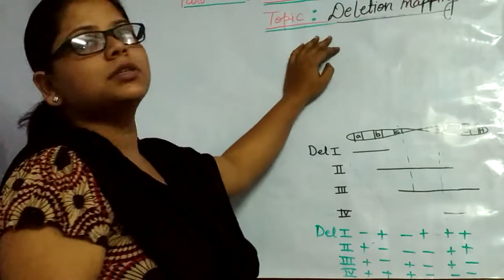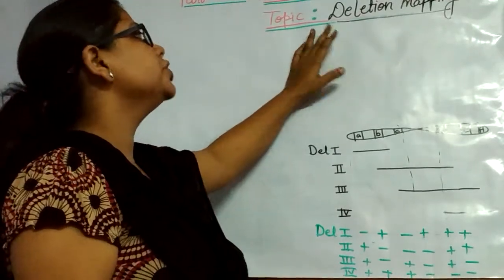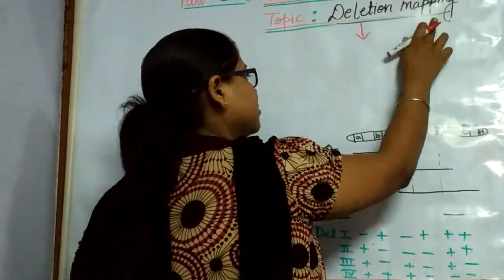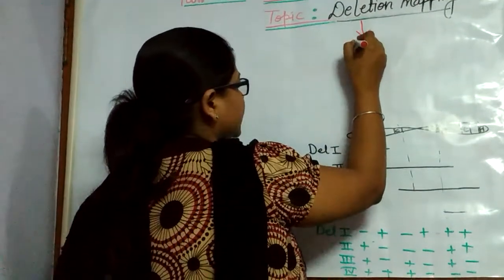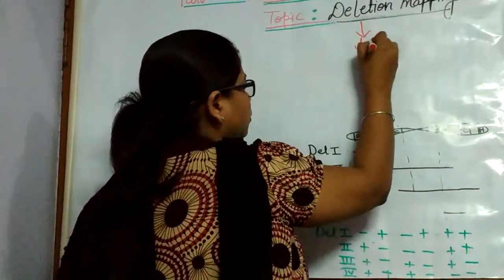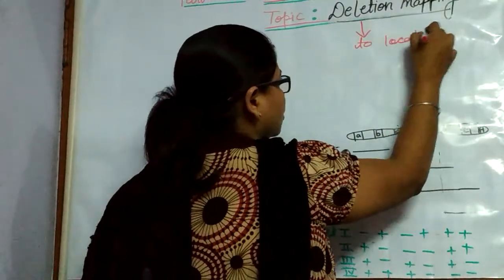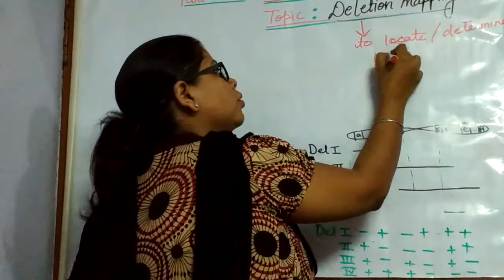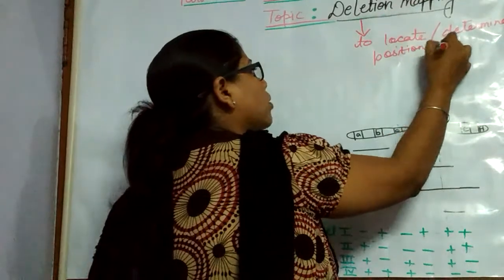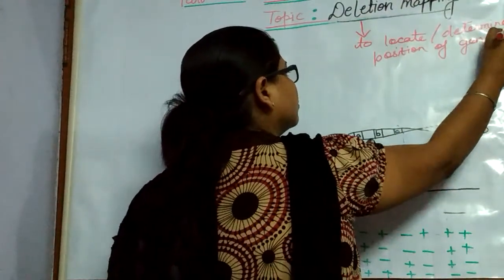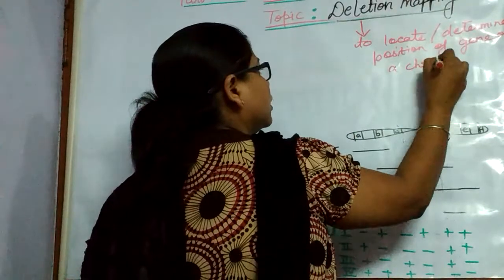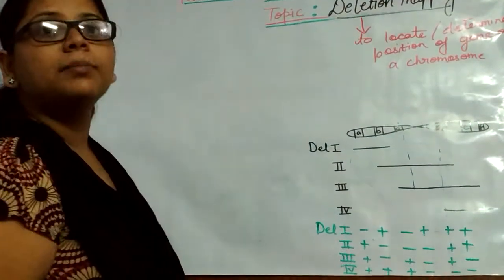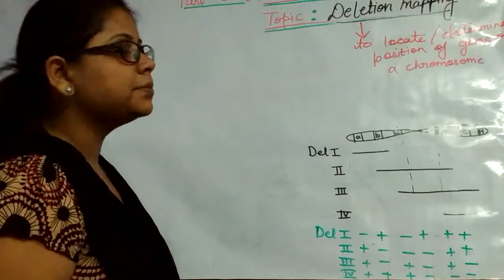Today I am going to discuss a very interesting topic, that is deletion mapping. So how is it useful? What is deletion mapping? It is a technique which is used to locate or determine the position of a gene on a chromosome. We have to determine where on the chromosome that particular gene is present.